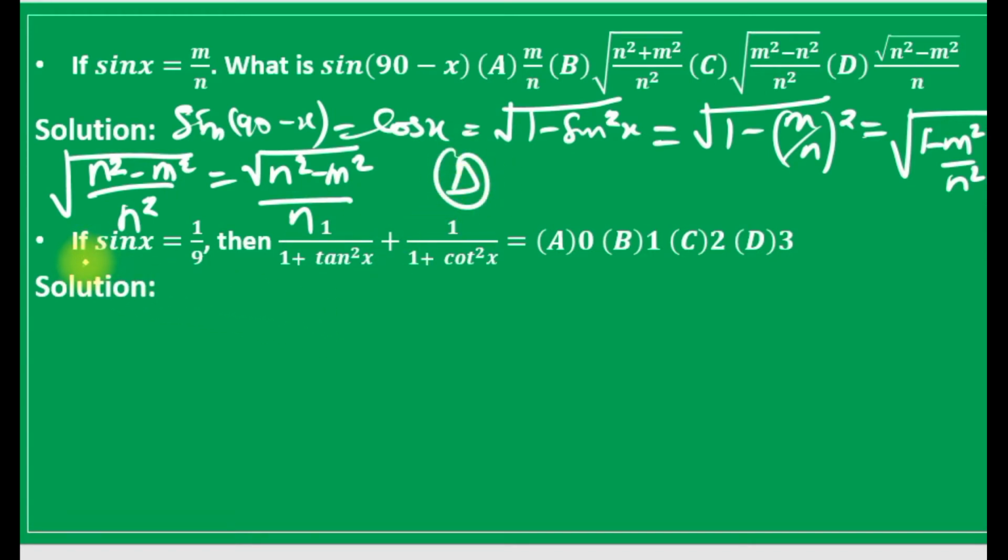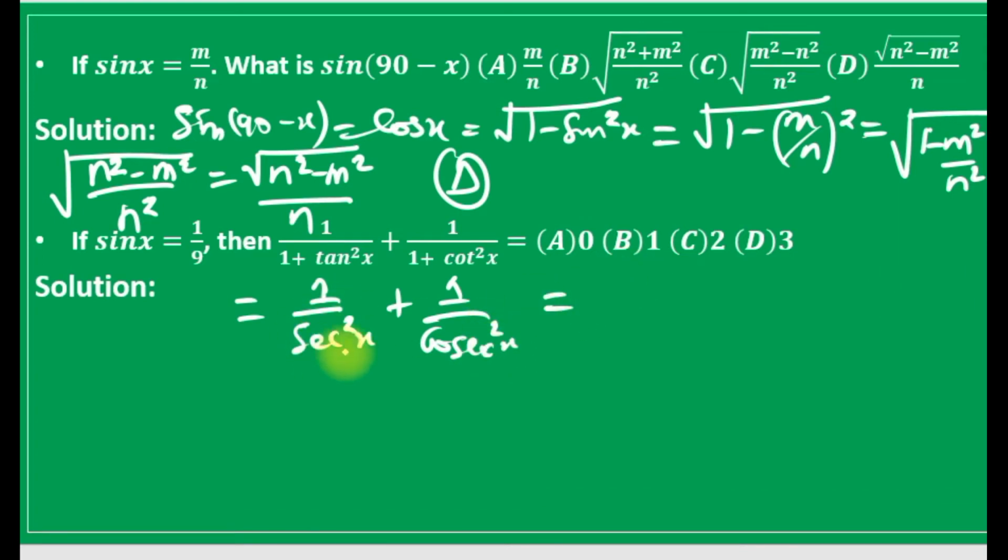So the next question, they told us if sine x equals that, then what is this? So let's start here. From Pythagorean identity, 1 plus tan squared is sec squared. So this is just 1 over sec squared x. The same thing from Pythagorean identity, 1 plus cot squared is cosec squared. So this is cosec squared x.